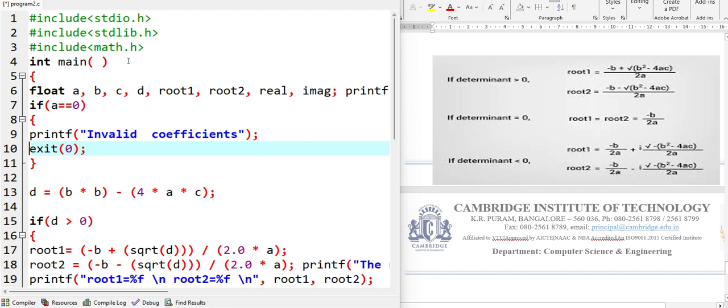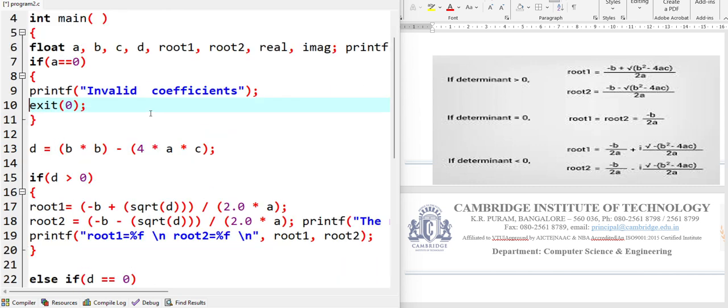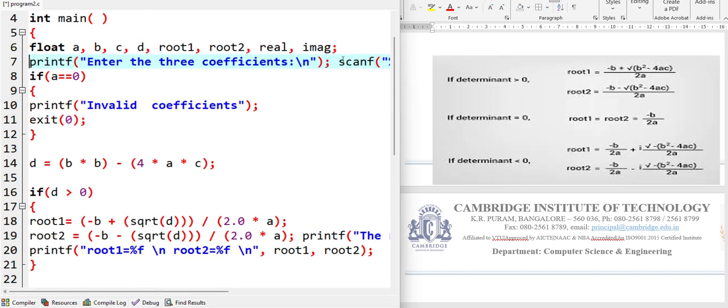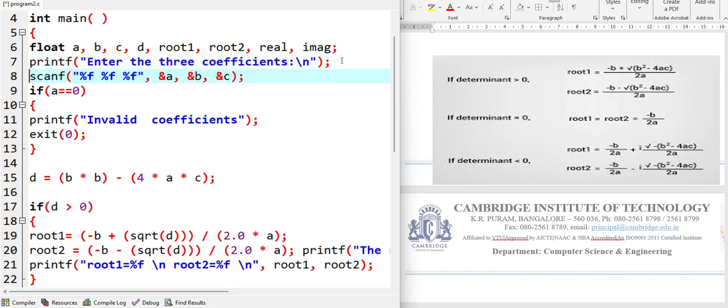So let us see the program here. We have included three header files: stdio.h, stdlib.h and math.h. We will see why we have included all these header files. Now here we have these different variables: a, b, c, d, root1, root2, real and imaginary.